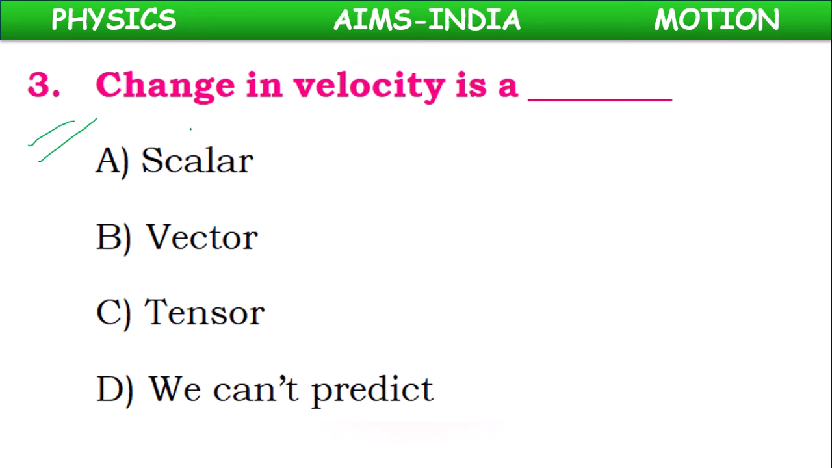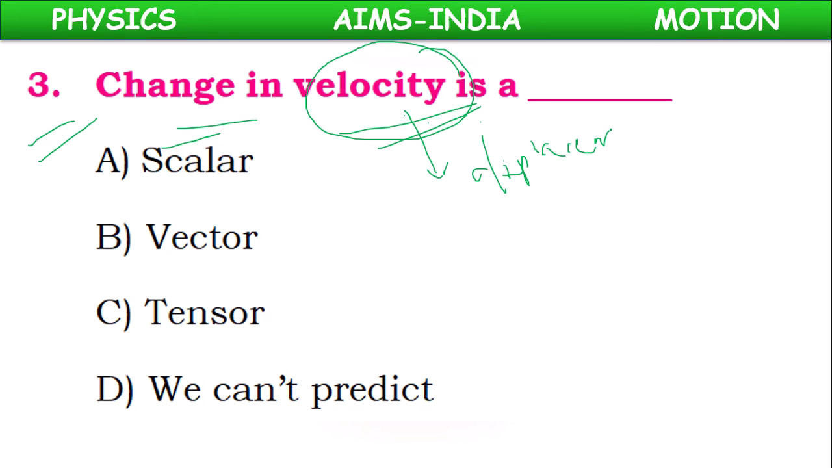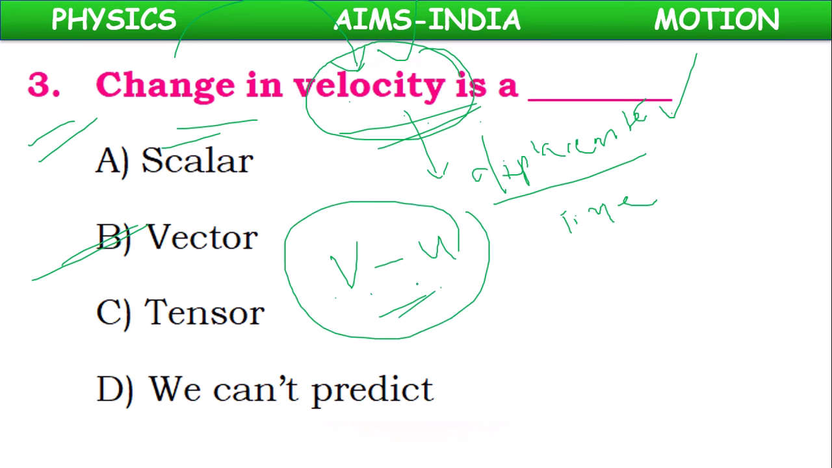Next, change in velocity is a vector quantity, because velocity depends on displacement. The formula for velocity is displacement by time. As displacement is a vector, velocity is also a vector. So change in velocity is also a vector, because change in velocity means final velocity minus initial velocity, which are both vectors. So the difference of 2 vectors will also be a vector.